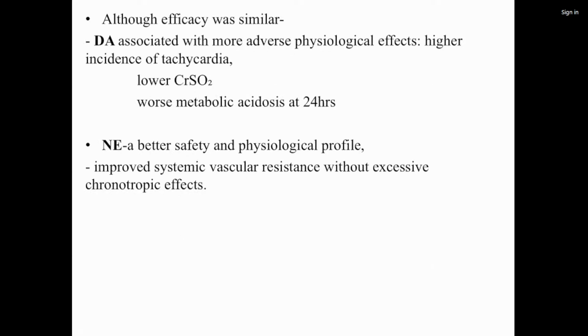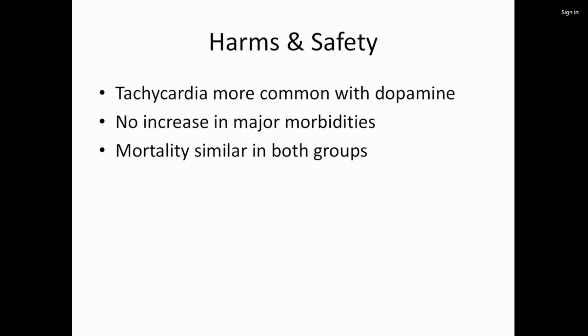So although efficacy was similar, dopamine was associated with more adverse physiological effects, like a higher incidence of tachycardia, lower cerebral oxygen saturation, and worse metabolic acidosis at 24 hours. Norepinephrine had a better safety and physiological profile. It improved systemic vascular resistance without any excessive chronotropic effects like tachycardia. The harm was mainly tachycardia, which was more common with dopamine. There was no increase in major morbidities between the two groups, and mortality was similar in both groups.